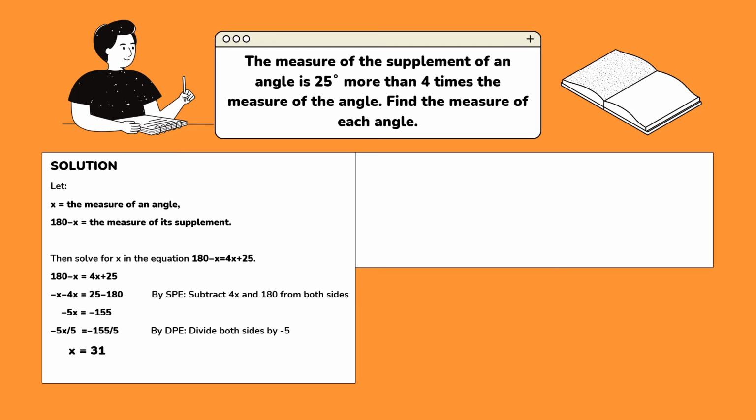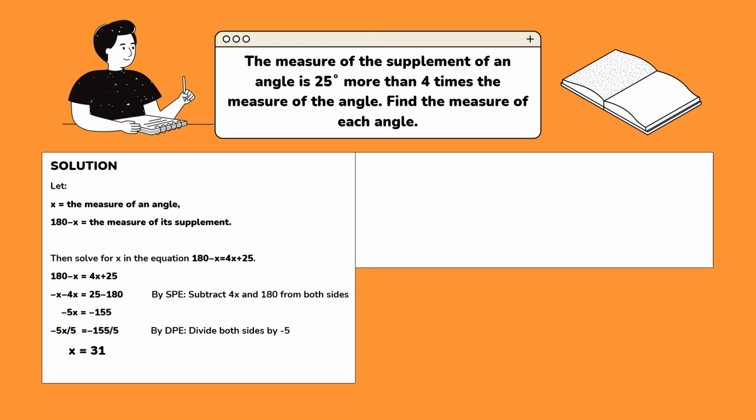Okay, for the solution, let x be the measure of that angle. 180 minus x be the measure of its supplement. Now, we're going to solve for x in the equation 180 minus x is equal to 4x plus 25. Okay, now let's combine terms. 180 minus x equal to 4x plus 25. Now by subtraction property of equality, let's subtract 4x and 180 from both sides.